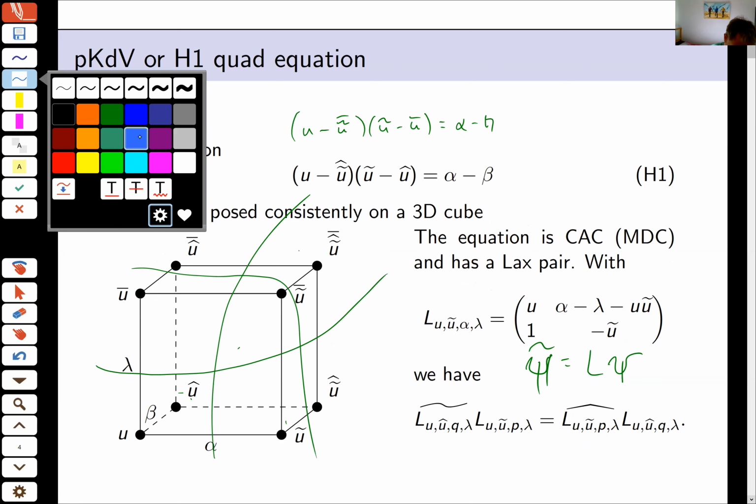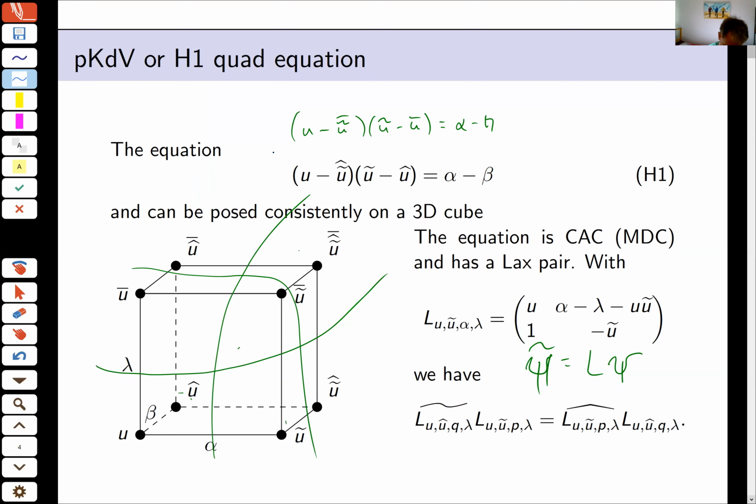And we can do the same on the back of the cube. So let me take another color. So we can go over the back of the cube like this. This is the bottom face and the back face. We go over the right face and the back face like that. And then we go over the left face and the bottom face like this.